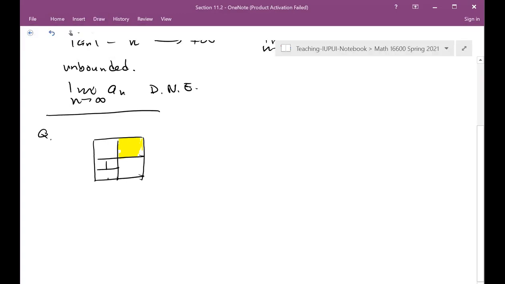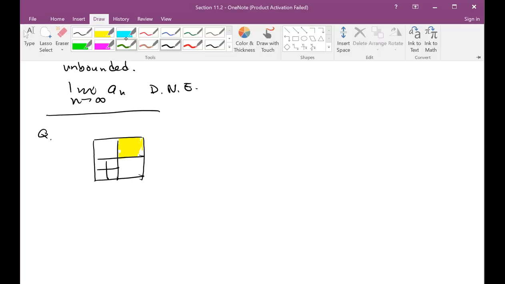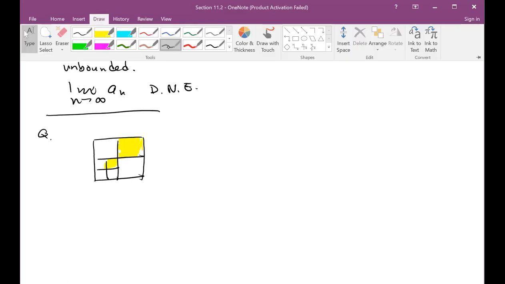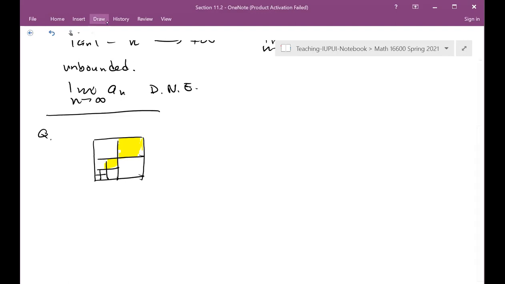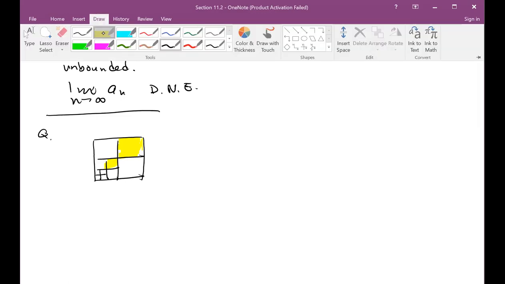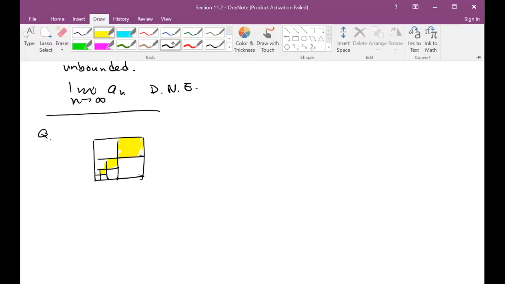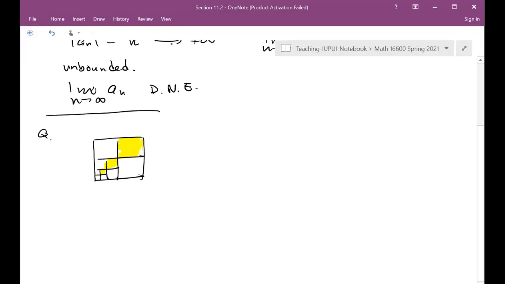Then you divide this into 4 parts, and you shade again. Okay. Then you just keep doing this procedure. What do you see there? You get an infinite sequence of squares. Okay. So what is the total area of these shaded squares, right?